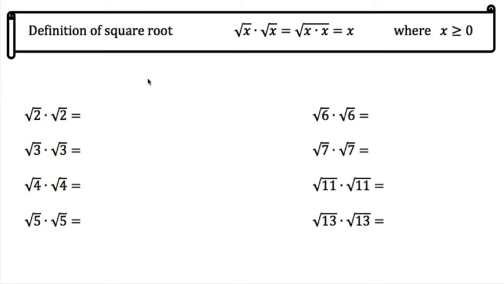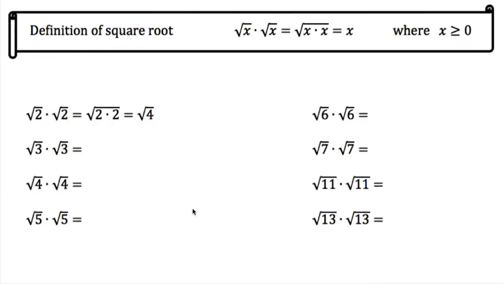Square root of 2 times square root of 2 is the same thing as square root of 2 times 2. So we multiply 2 times 2, we get 4, so square root of 4, and that simplifies to 2. Next, square root of 3 times square root of 3. Well, 3 times 3 is 9, so we have square root of 9, which simplifies to 3.